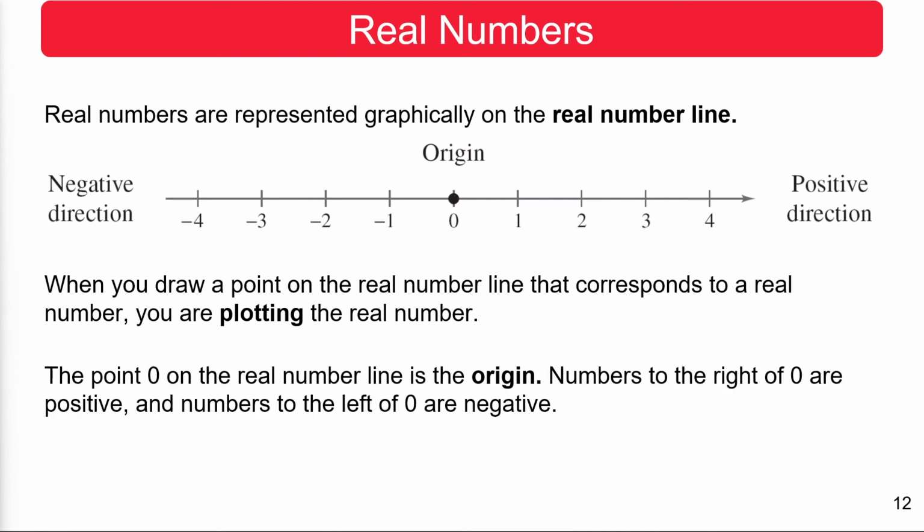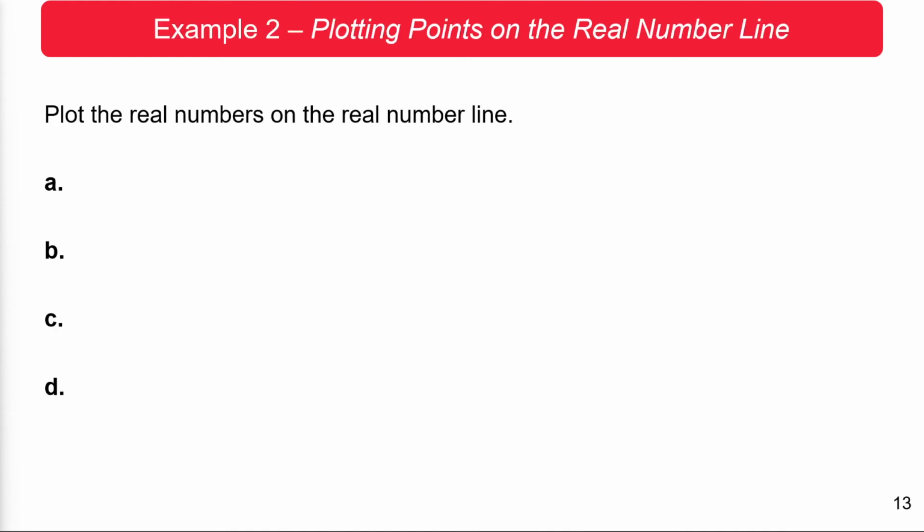As we mentioned, the point 0 on the real number line is the origin. Numbers to the right of the origin, or of the 0, are positive, and numbers to the left of the 0, or of the origin, are negative. So let us have an example. Plot the real numbers on the real number line. We have negative 7 over 4 and 2.3 and 2 over 3 and negative 1.8.